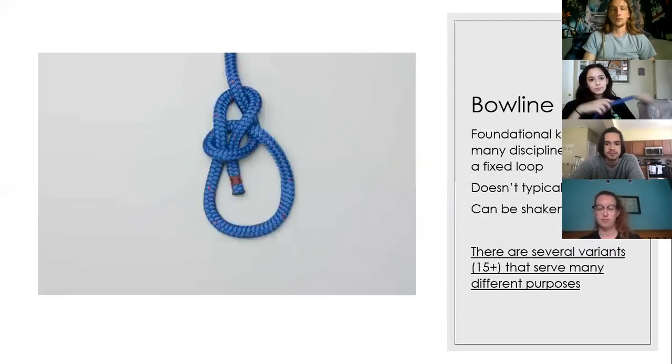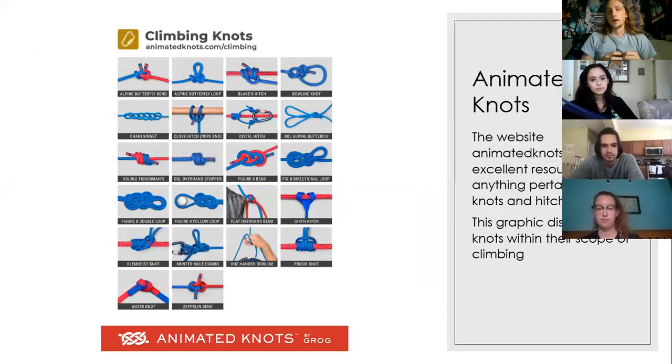I'll go back just to the slide here again. Animated knots has a lot of different categorized things. You can look at boating knots, fishing knots, scouting knots, search and rescue, that type of stuff. And then climbing as well. So a lot of these knots are going to be super useful. I believe every single knot that we went through is probably on here. We see the girth hitch, we see the prusik, we see the figure 8 follow through, all that stuff. But there's a lot of other knots that are super great as well.